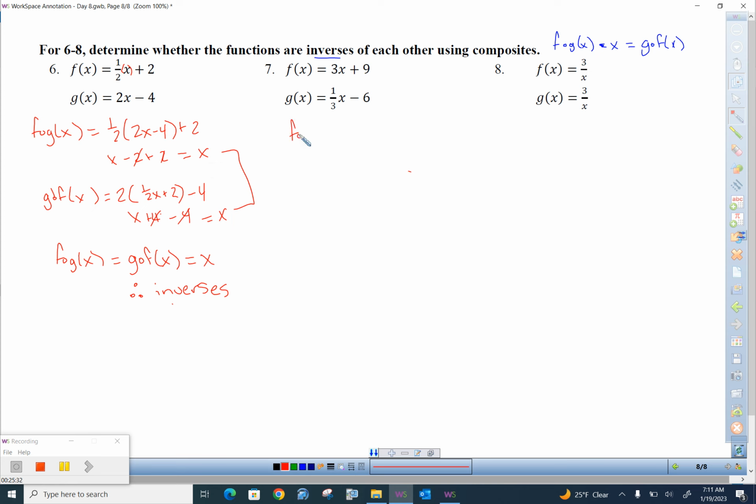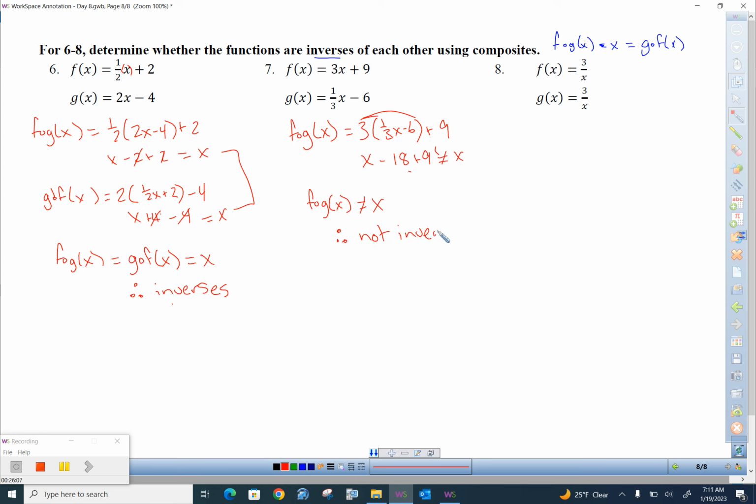f of g of x. Okay, starting with the f function, leaving some space. Inside, we're writing 1/3 x minus 6 and simplifying. So this says x minus 18 plus 9, and that is not equal to x. This simplifies to x minus 9, and as soon as it's not equal to x, you say that f of g of x was not equal to x, therefore not inverses.